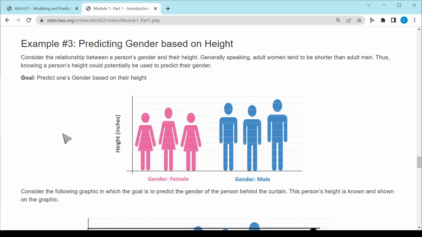All right, let's do example number 3. We're going to do things a little differently here. And here what I want to do is predict one's gender based on their height. So here I just have 3 females. I have 3 males. Generally speaking, males tend to be taller than females.